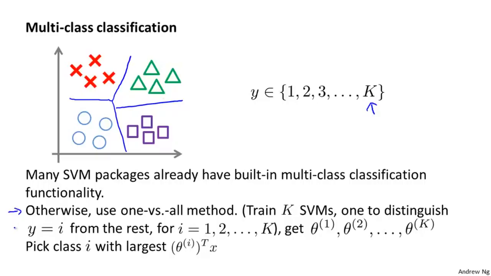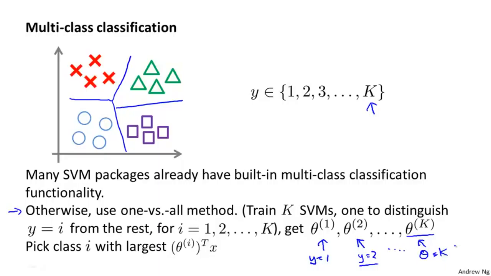Otherwise, one way to do this is to use the one versus all method that we talked about when we were developing logistic regression. So what you do is you train k SVMs, if you have k classes, one to distinguish each of the classes from the rest, and this will give you k parameter vectors. So this will give you theta1, which is trying to distinguish class y equals 1 from all of the other classes. Then you get a separate parameter vector theta2, which is what you get when you have y equals 2 as the positive class and all the others as the negative class, and so on, up to a parameter vector theta k, which is the parameter vector for distinguishing the final class k from everything else.